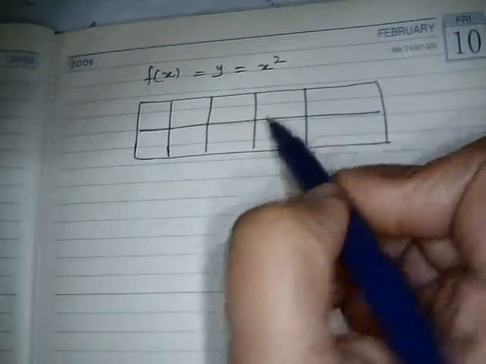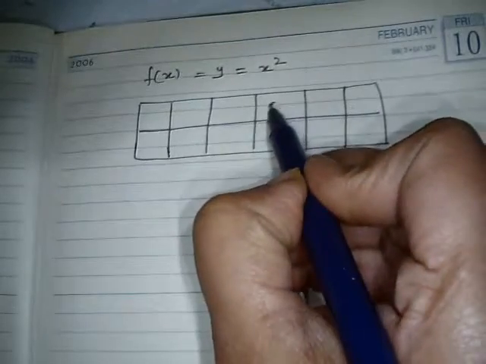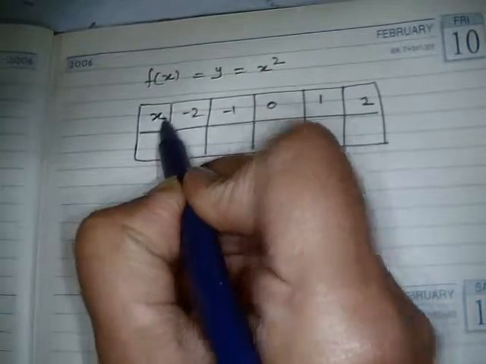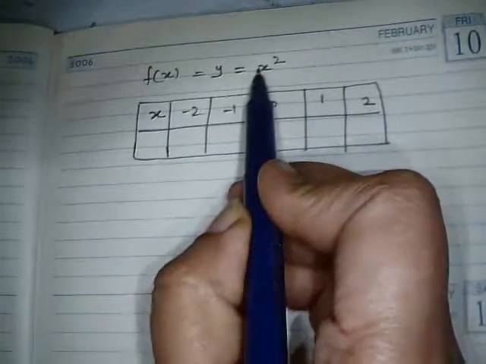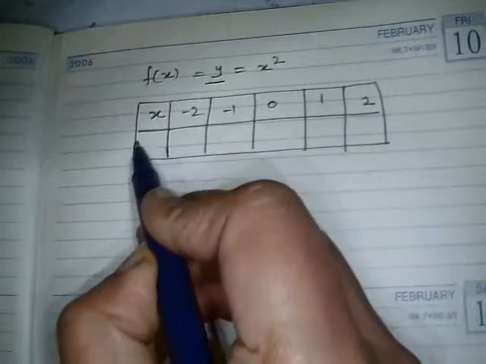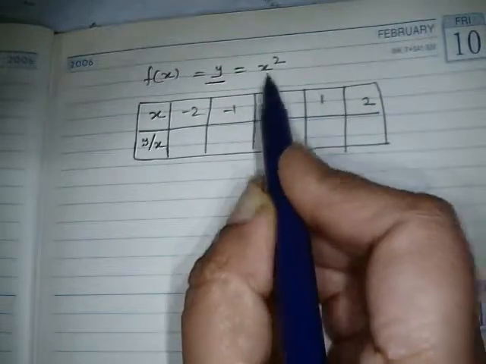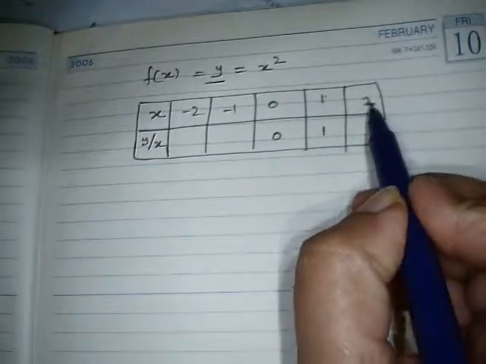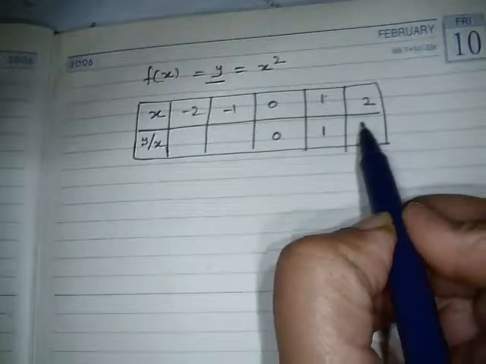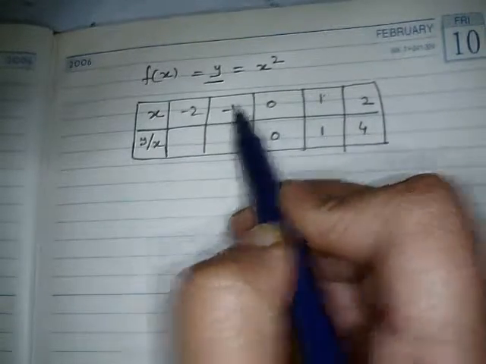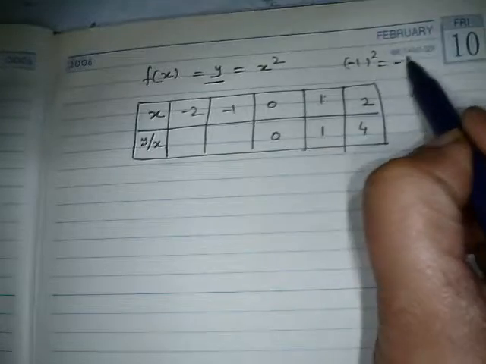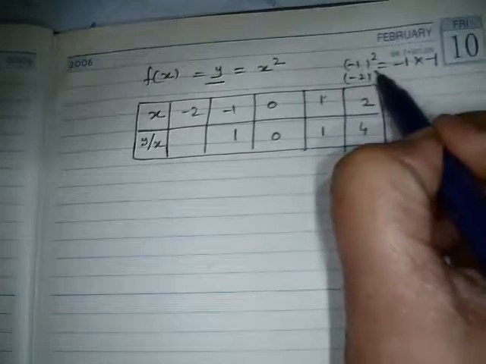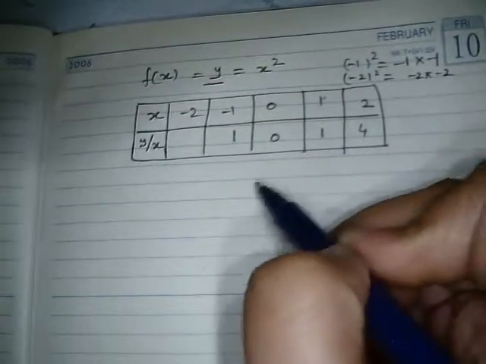I need to choose values for x from my side, and the y values for those x I need to calculate. So x values I am going to choose are 0, -1, -2, 1 and 2. For these x values, I need to calculate the value of y. When you plug in 0, 0 square means 0. When you plug in 1, 1 square means 1 times 1, 1. When you plug in 2, 2 square, 2 into 2, 4. When you plug in -1, -1 square means -1 times -1, that is going to be +1. -2 square, -2 into -2, that is going to be +4.